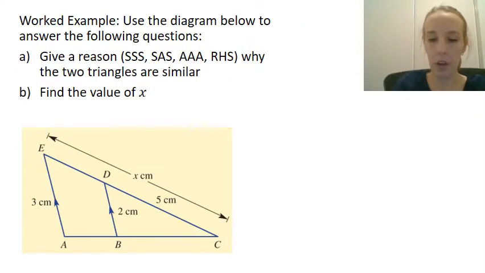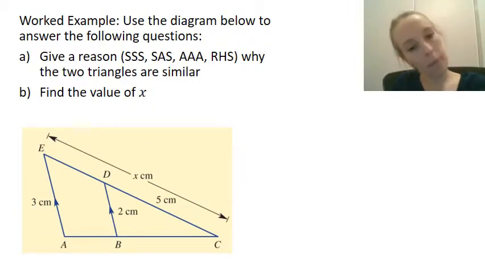Okay, so worked example time. Use the diagram below to answer the following questions. A, give a reason: side, side, side, side, angle, angle, angle, or right angle, hypotenuse, side, why the two triangles are similar.